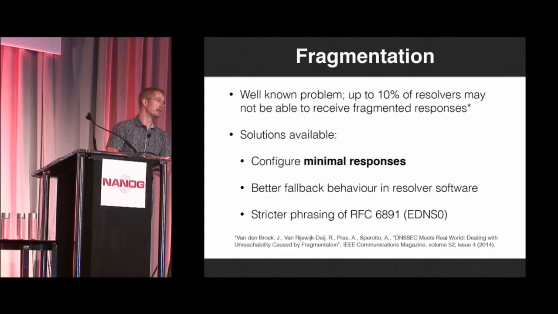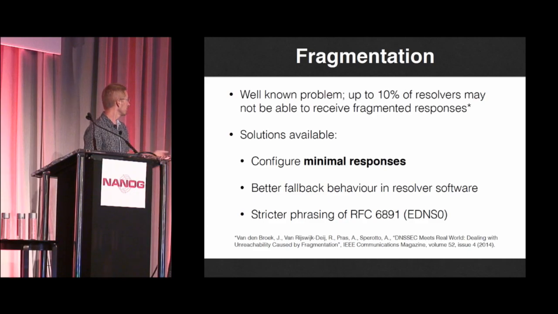Now, fragmentation. Fragmentation is an issue with many protocols on the internet, especially protocols that mostly use UDP, like DNSSEC. And again, just like with TCP fast open, there are nasty middle boxes that stop your fragmented packets from reaching their destination. We did a study a couple of years ago where we found that up to 10% of DNS resolvers may not be able to receive fragmented responses, and that results in a degraded user experience because people have to wait longer for the names to get resolved.